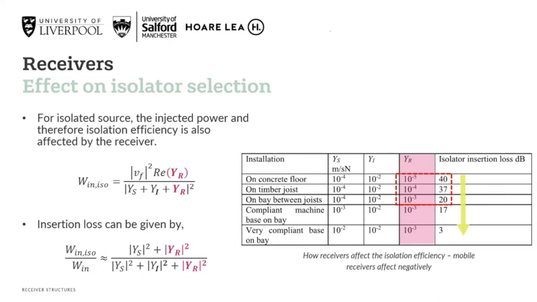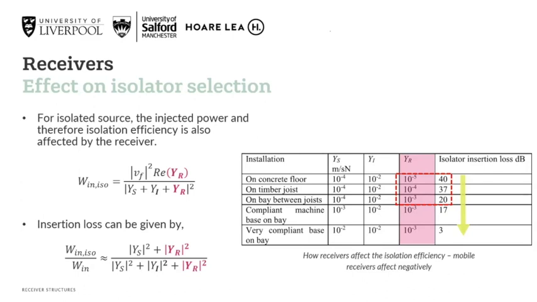So on the right-hand side, you'll see a table. If you just look at the first 3 entries, you have a source of some mobility installed on a concrete floor, a timber joist floor, and a joist floor installed on the bay between the joists. You can see in the first 3 entries, the source mobility remains the same, and the isolator mobility remains the same as well. But when you look at the receiver mobility, obviously, because we have a different construction of the floor, you get different receiver mobilities.